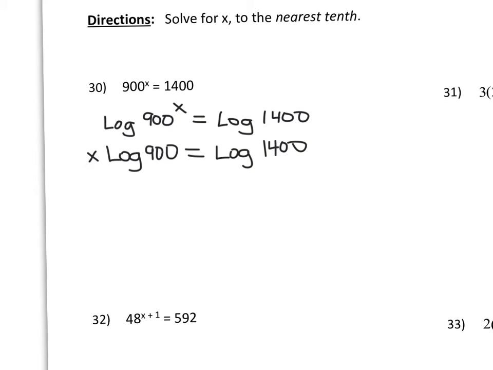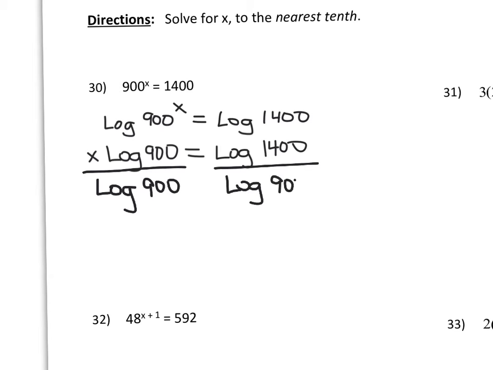So now we're trying to solve for x. This says x times log of 900. The opposite of multiplication is division. So at this point, we can just divide both sides of the equation by log of 900. Okay, so these are going to cancel. Anything divided by itself cancels, so I'm going to bring down the x.